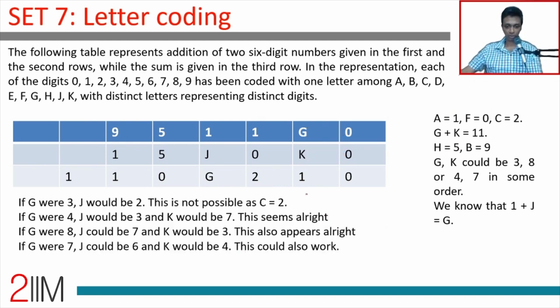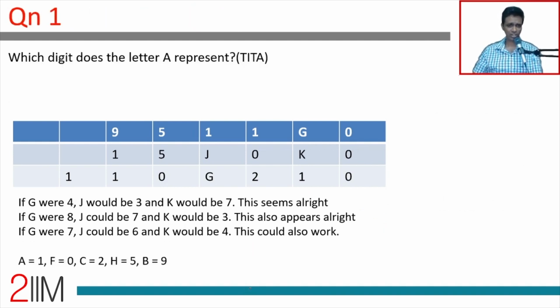Brilliant. So this is not possible. 4, 3, 7 is possible. 8, 7, 3 is possible. 7, 6, 4 is possible. And we've got most of this. And we've got a couple of 3 combinations for GKJ. Let's go and answer this question. Which digit does the letter A represent?